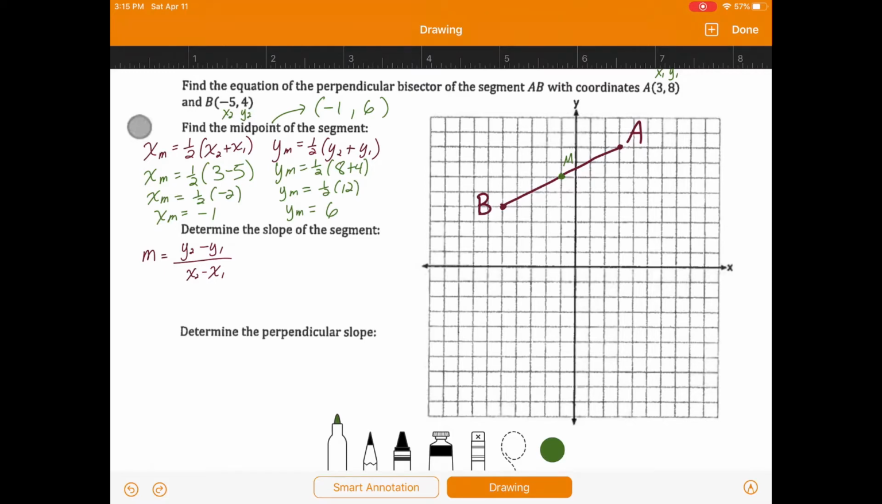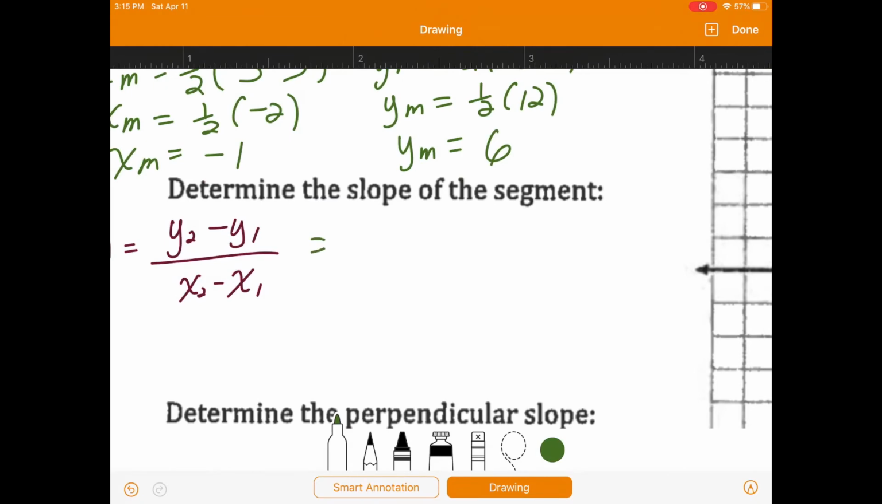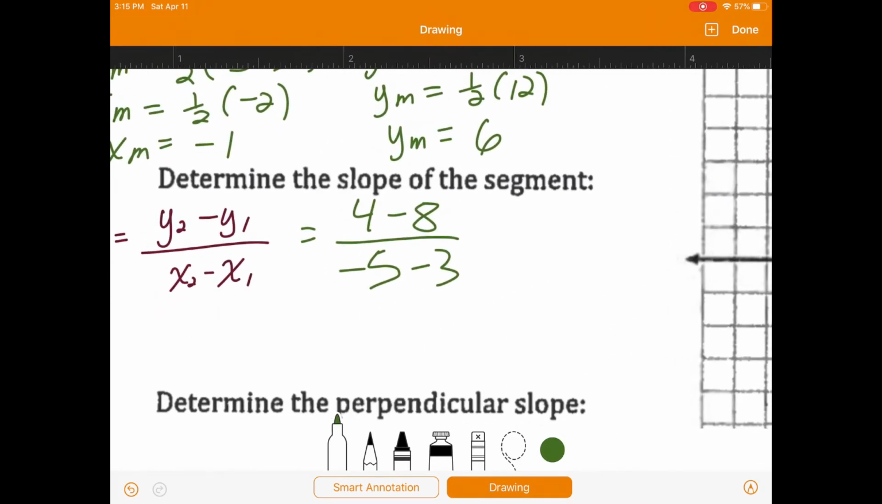So we've got the difference in the y values, so y2 minus y1. So that is 4 minus 8. And that's going to be over the difference in the x values, and we're going to do x2, so negative 5, minus x1. So that means we're going to subtract the top. We've got 4 minus 8, which is negative 4. Negative 5 minus 3 is going to be negative 8. And when we reduce that, that's going to be 1/2. The negatives cancel out, and 4/8 equals 1/2.